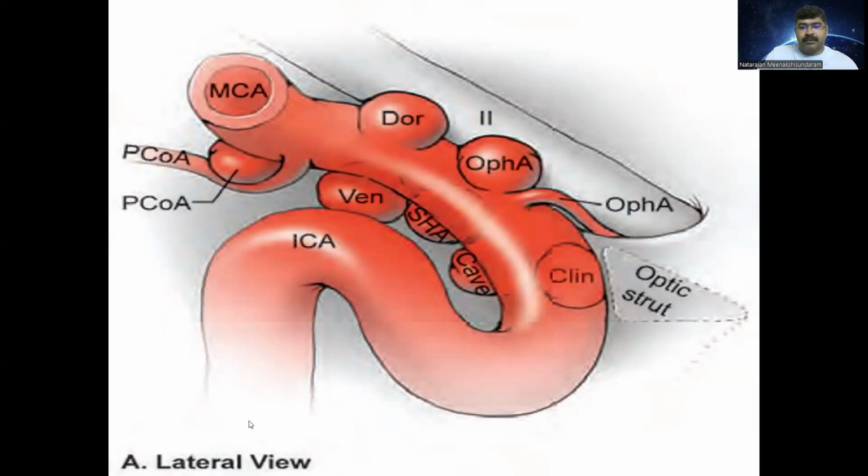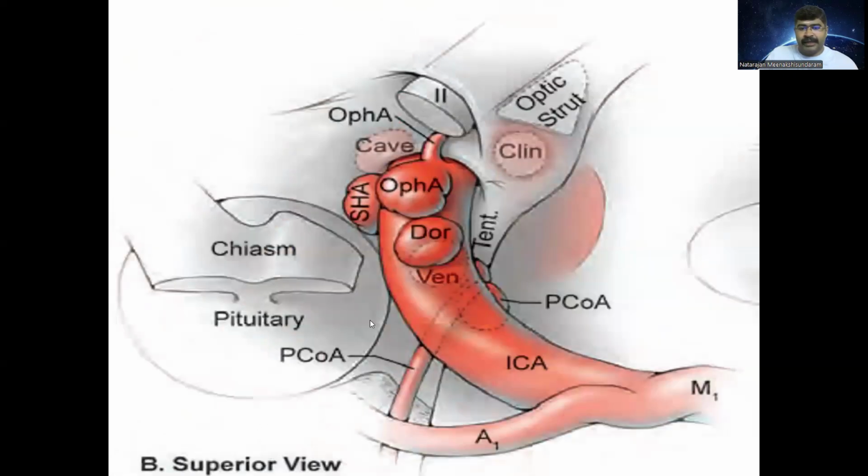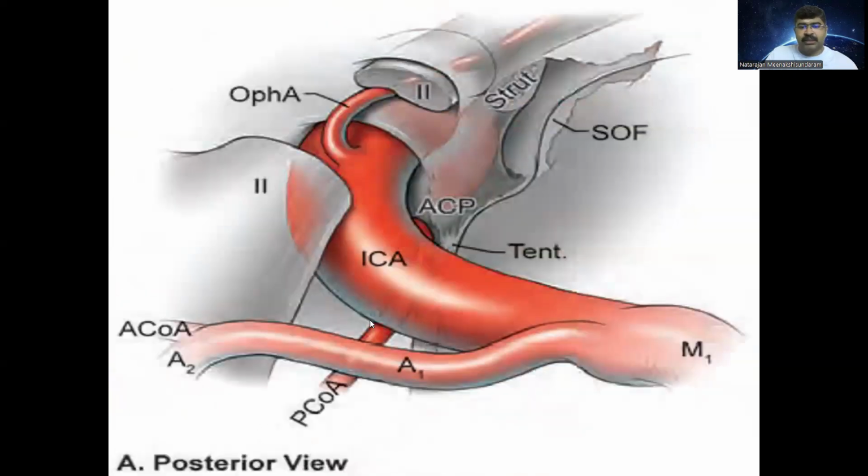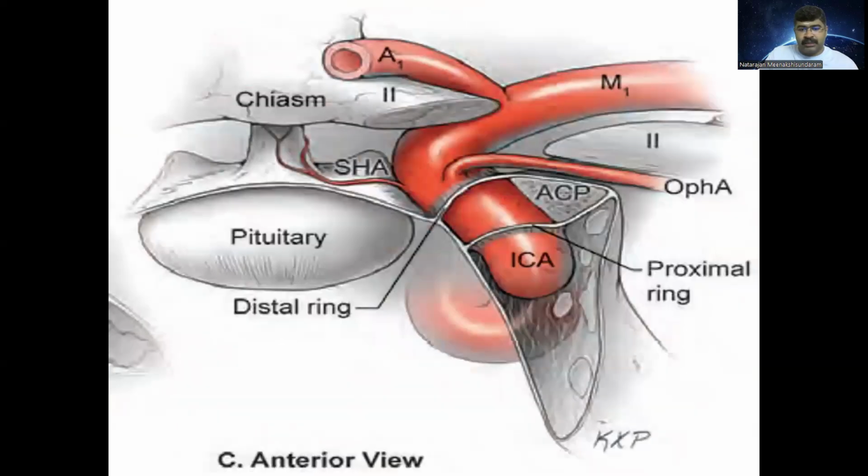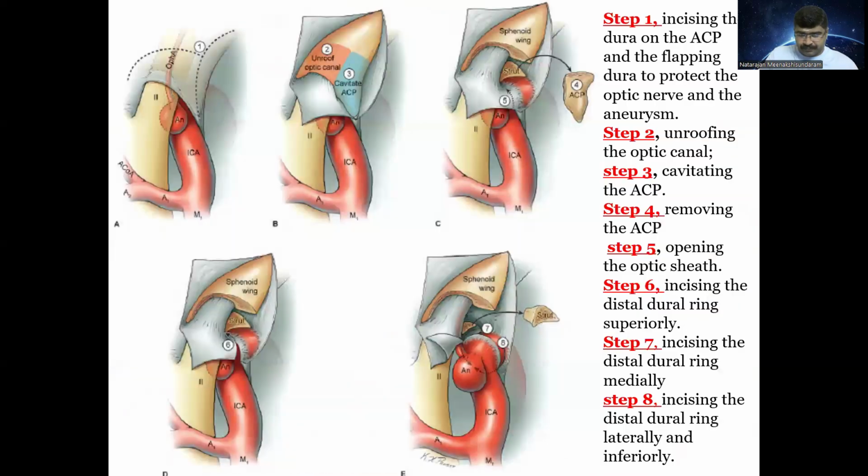So this is again the orientation to the various aneurysms. Now we'll get into the steps. First, make an incision over the dura over the anterior clinoid process. This is the anterior clinoid process, and here is the optic nerve entering the optic canal along with the ophthalmic artery. Now make an incision over the dura over the anterior clinoid process.